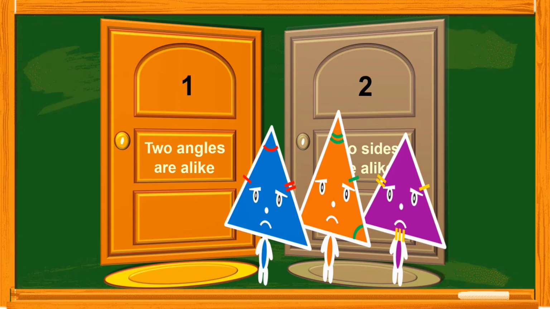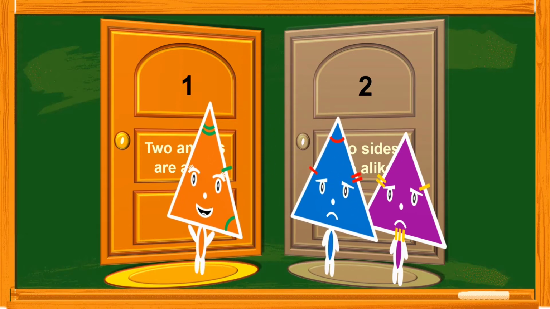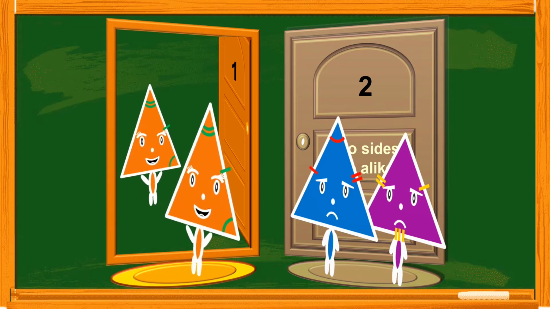Who among them has a mark on two angles? Correct! Twin ASA have this characteristic. So only twin ASA can enter this door. Hooray! The ASA twins are now happily reunited. As you can see, they have identical marks on their two angles. Aside from their two angles, what other part is marked identically to them? Very good! Their sides included between the angles are also marked identically.